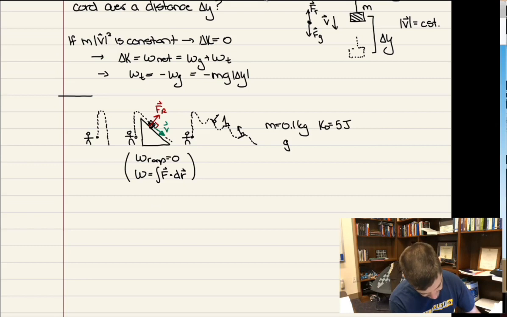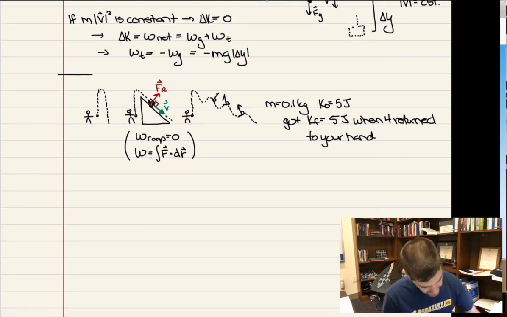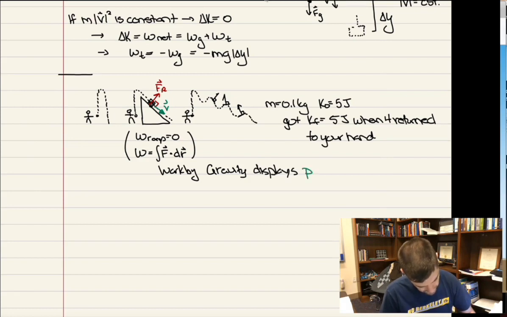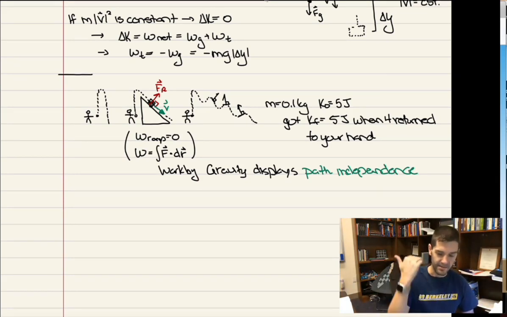So in all those cases, we got K final of 5 joules when it returned to your hand. So we would say it appears that gravity, or the work done by gravity, displays path independence. It does not matter the path that is taken. In all three of these cases, from the apple going from the top to the bottom, the same amount of work was done by gravity during those paths.